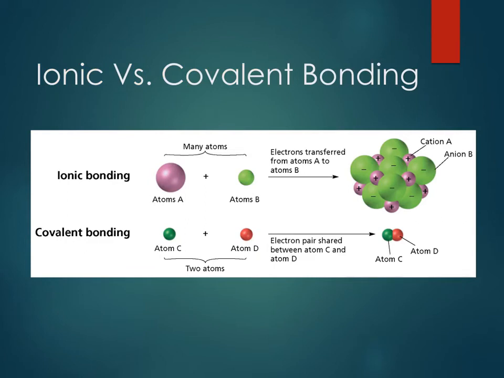This graphic shows the difference between ionic and covalent bonding. In an ionic compound, we have a positive and a negative atom, and the electrons get transferred from one of them to another one. So if we were transferring the electrons, this one would be positive and this one would be negative. And in covalent bonding, the electrons are shared between the two, and nobody gets them. They're evenly shared.